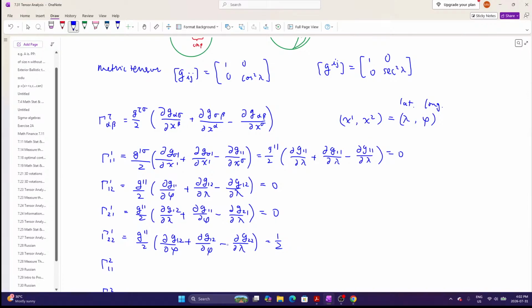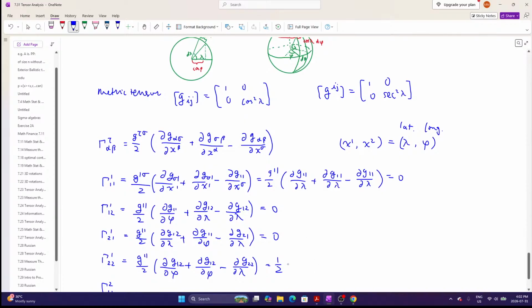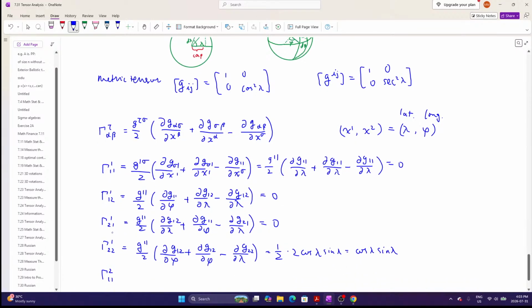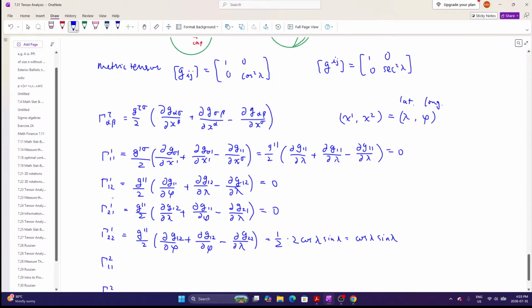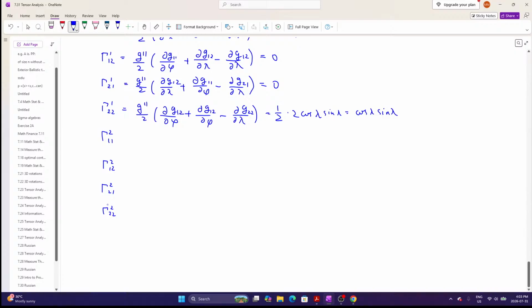There's a minus sign. Should we get rid of that? Probably, because cosine squared has derivative of 2 times cosine times minus sine. So you just get 2 times cosine of lambda sine lambda. That's the Christoffel symbol when the upper index is 1. Now let's do the other 4.